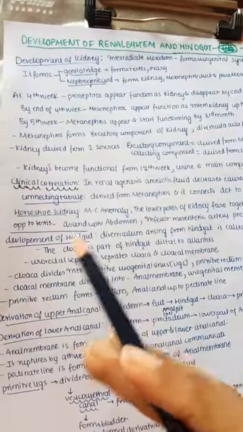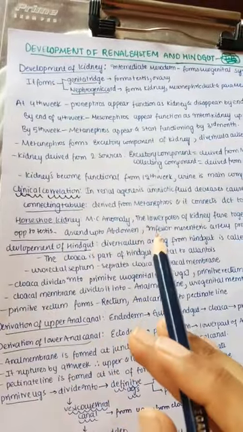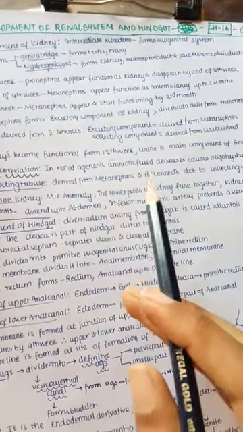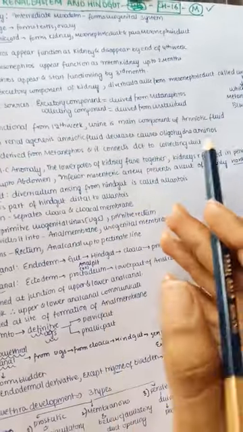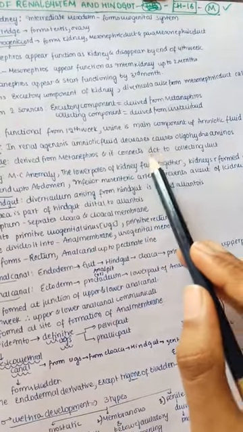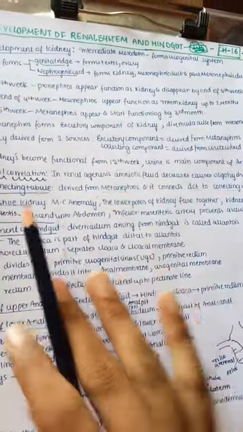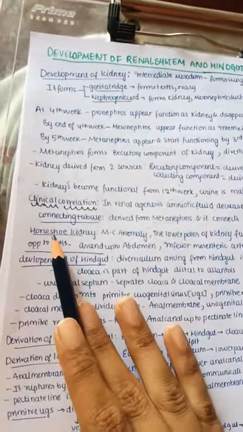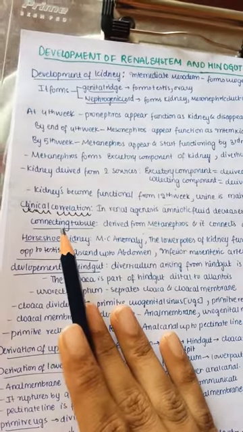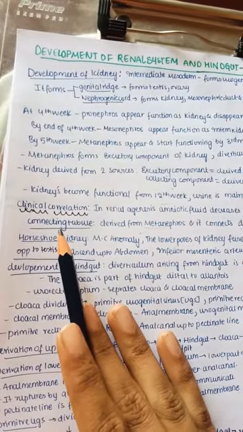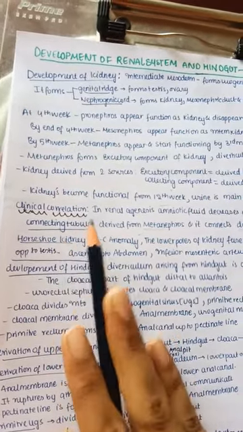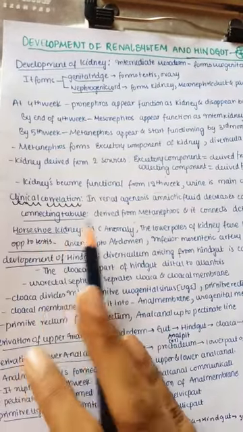And what is the connecting tubule? The connecting tubule connects the distal convoluted tubule to the collecting duct, and this is mainly derived from the metanephros itself. So don't confuse the connecting tubule with the collecting duct, because the collecting duct is derived from the ureteric bud, but the connecting tubule is derived from the metanephros, like the rest of the kidney.